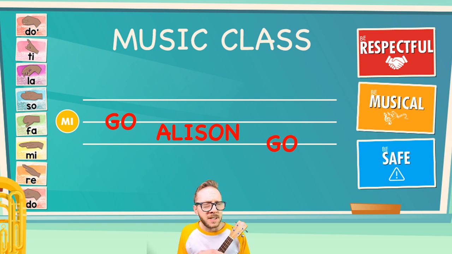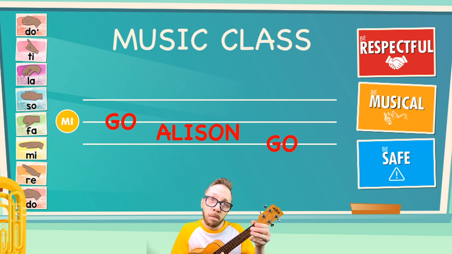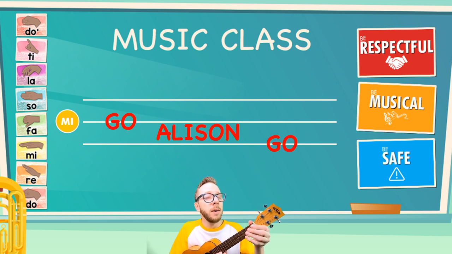So what I want you to do right now is take a look at that, noticing that the first go is on the middle line next to me. Alison is on the space right below it, and the last go is on the bottom line. If you were to sing this using do, re, and mi, how would you sing it? Take a second and sing it by yourself. Ready? Try it. Not bad. Would you sing it with do's, re's, and mi's, but sing it along with my ukulele? Try that. Ready, here we sing me.